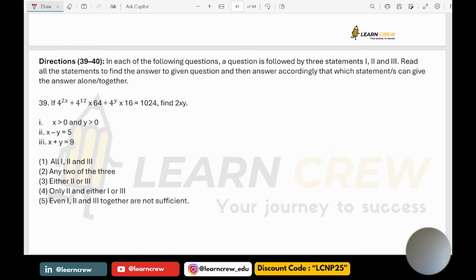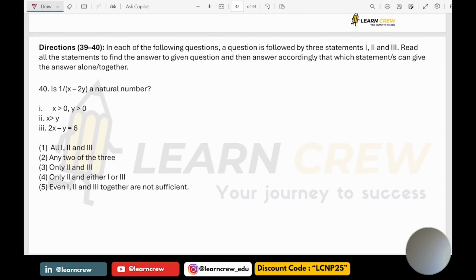Now, 39th question. 4 power 2x by 4 power 12 into 64 divided by 4 power y into 16 is equal to 1024. Find the value of 2xy. Only 1 is not sufficient. Only two is sufficient, or only three is sufficient, because it is one equation. With the help of two, you can combine and get the answer. With the help of three, you can combine and get the answer. So either two or three. Either two or three is the answer.